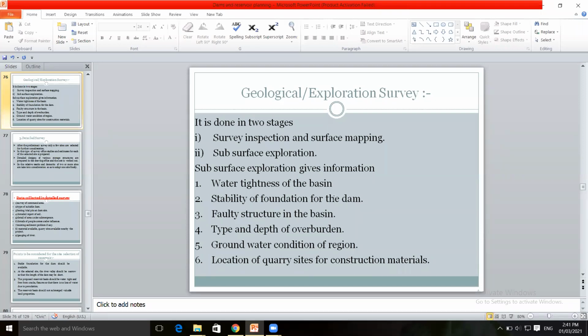So the location of the quarry sites nearby to the dam site is studied. These are the various information collected in the geological survey, from the geologist, who is the expert, who surveys this and collects this information regarding the geological features. All this data is collected and recorded.